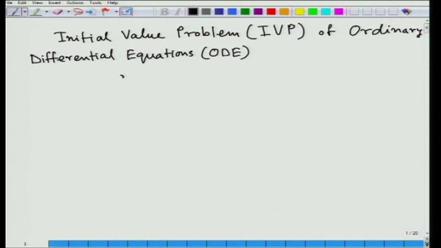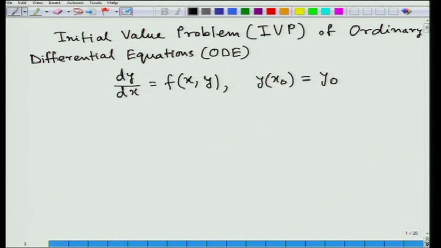So, first of all we consider a general first order differential equation dy/dx equal to f(x, y), subject to the initial condition y(x0) equal to y0. For this kind of equations we know how to solve this problem. Now, our intention is to convert this initial value problem to an integral equation. So, in order to solve it we can write dy equal to f(x, y) dx.